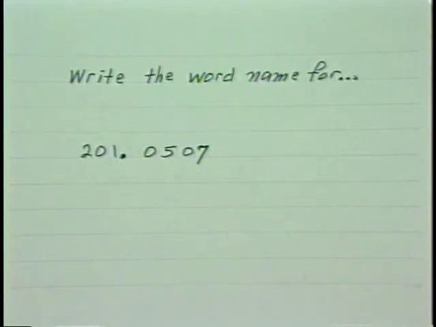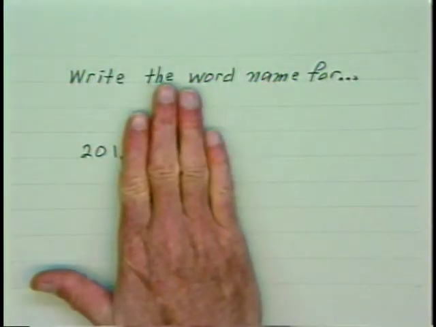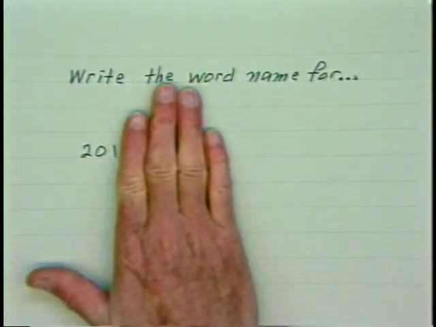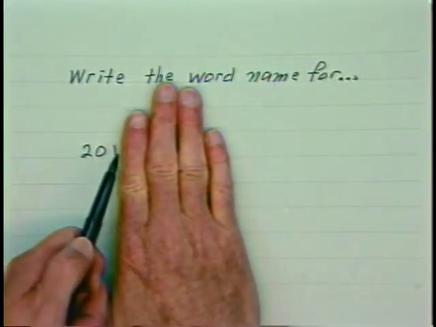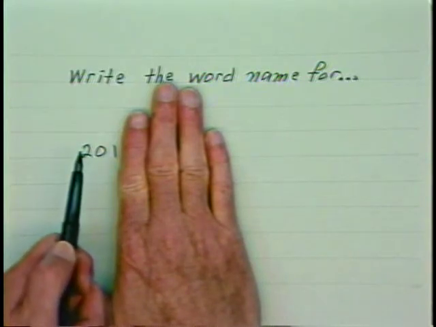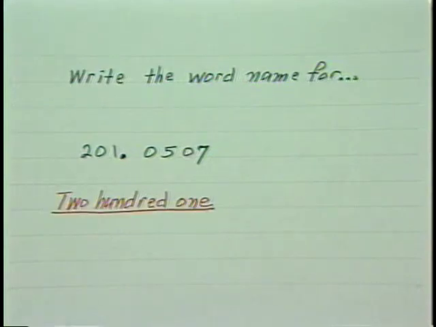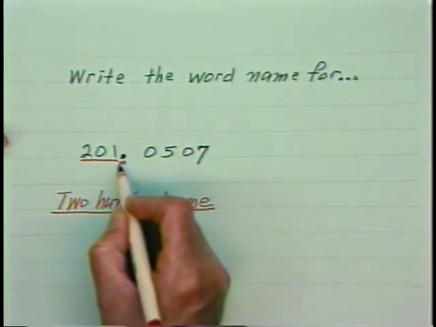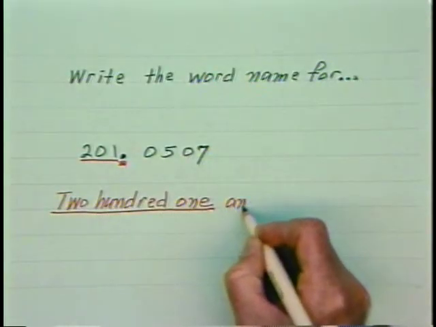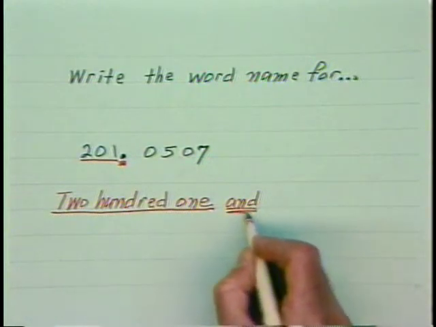While we have this number before us, let's do a bit of reviewing. What's the word name for this place value named number? First, look at the whole number part and say that by itself. So that's the number 201. Remember, we don't say and, 201. There, that portion is the word name for that portion. Now, the word name for the decimal point is the word and.